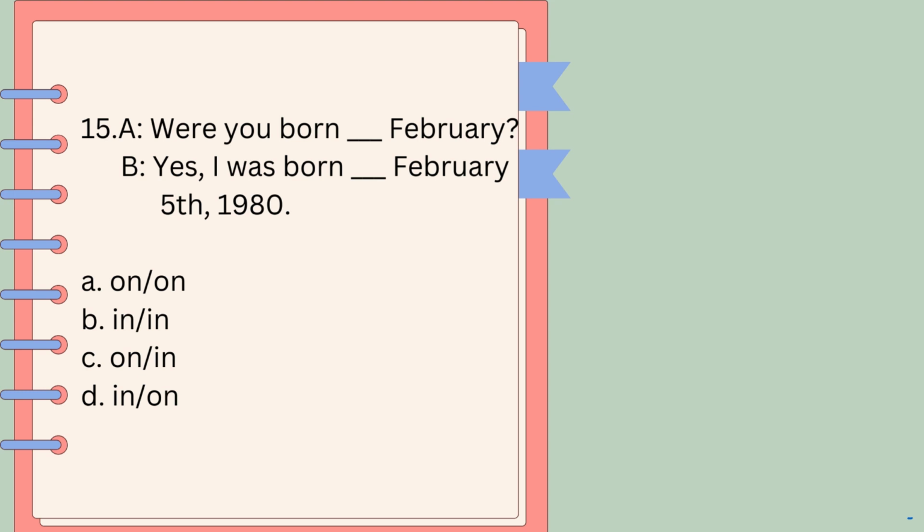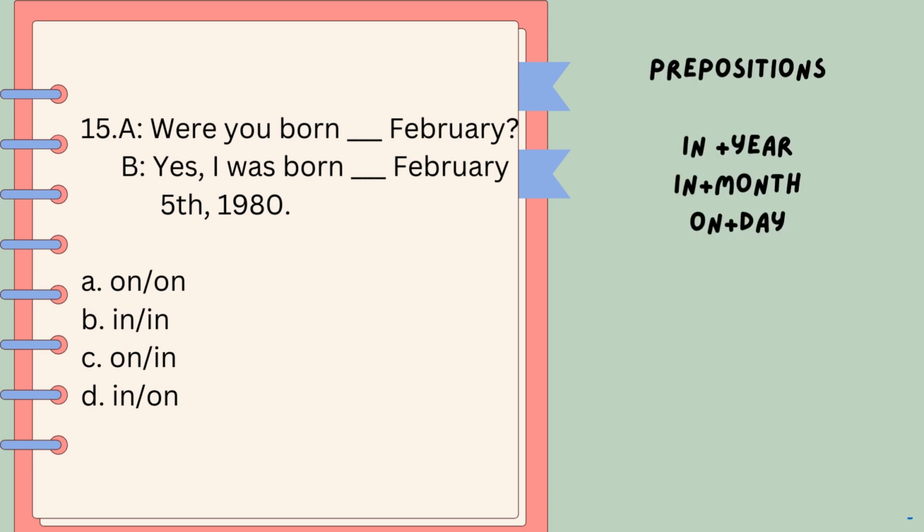This is the last question. Were you born blank February? Yes, I was born blank February 5th, 1980. For years and months, we use in. And for days, we use on. So, were you born in February? And yes, I was born on February 5th, 1980.